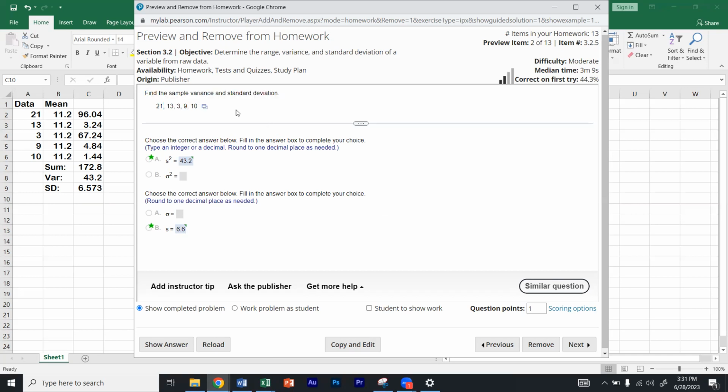Let's see what they're saying is a sample variance and standard deviation. Okay, so choose the correct answer. Sample variance is 43.2. I got that right. And standard deviation is 6.3. And you have to choose for S. S is the sample standard deviation, and the sigma is the population one. Got it? So we got this right.